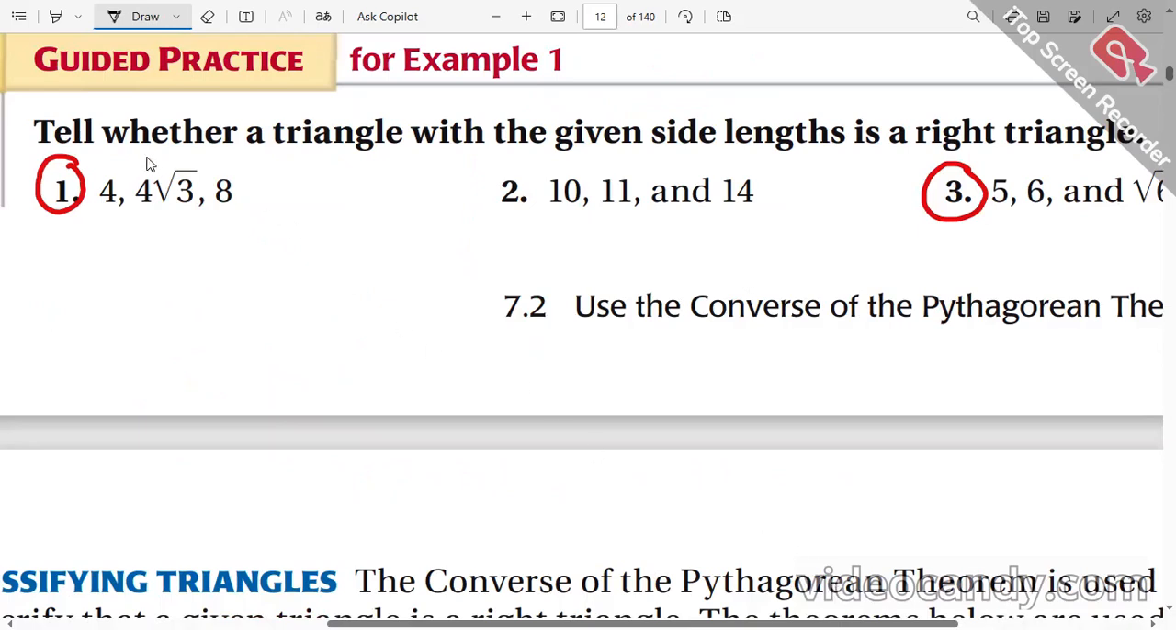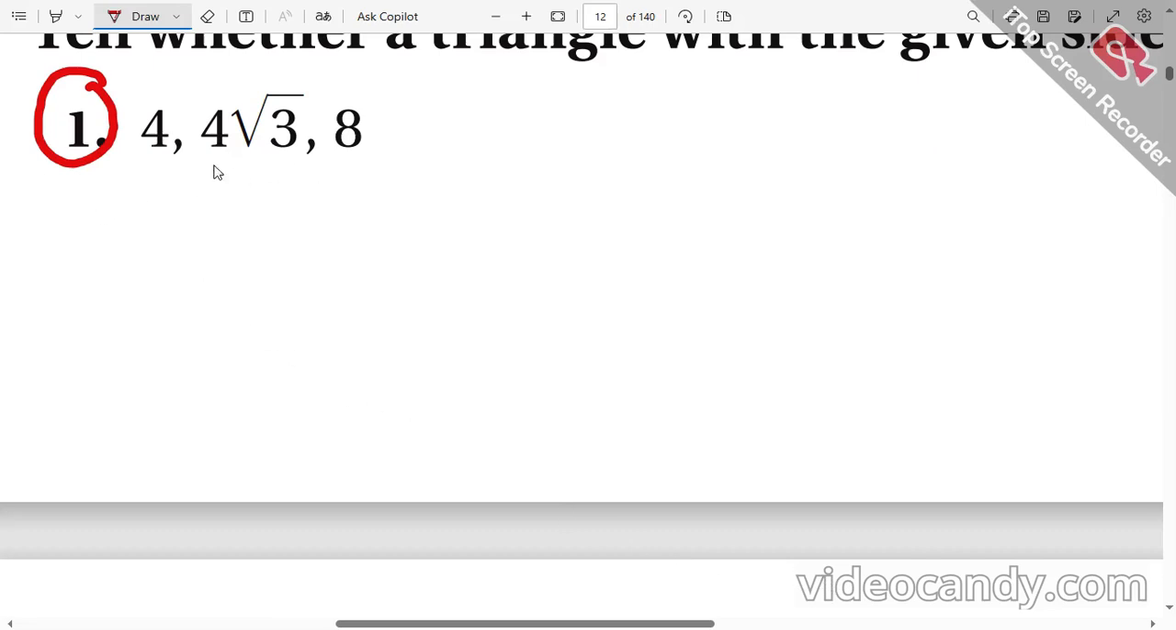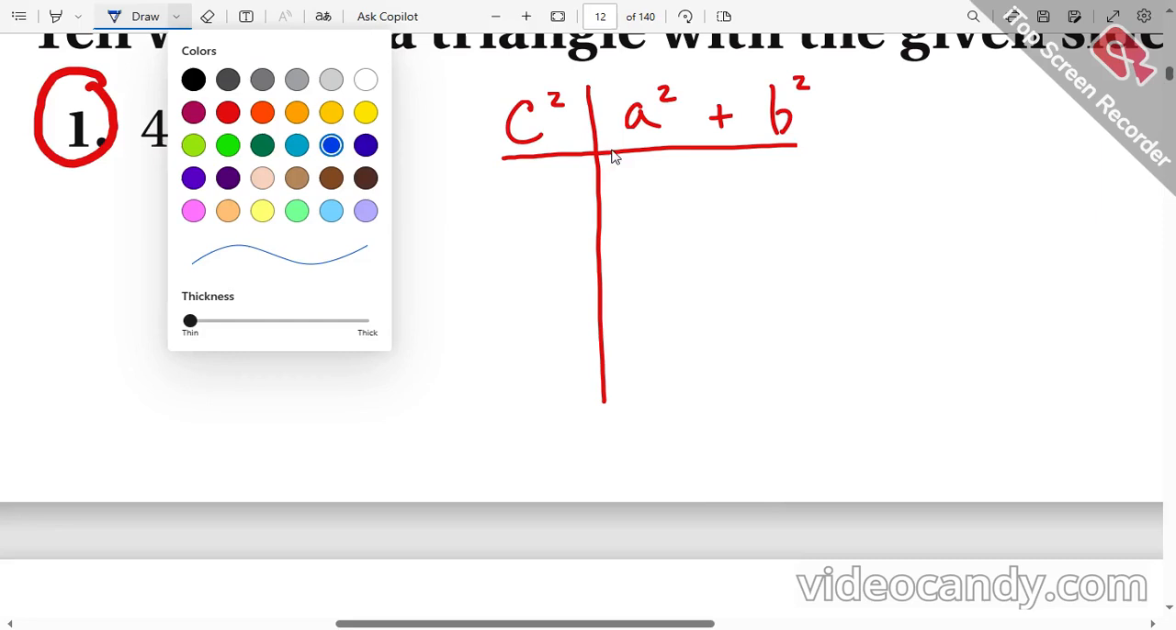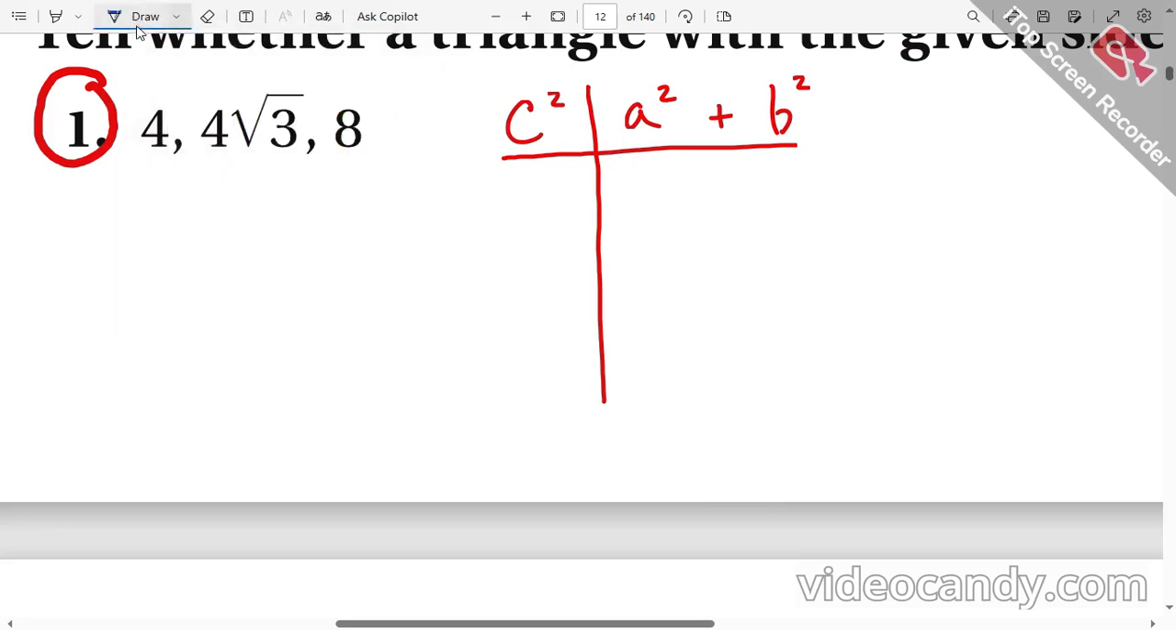All right, guided practice. Tell whether the triangle with the given side lengths is a right triangle. All right, please try number 1. And like I said, I suggest you square each side first. All right, we have our chart here, our table. Let's square each one of these so we can put them on the table. First, we'll start with the 4. We know 4 squared, or 4 times 4, is just 16.